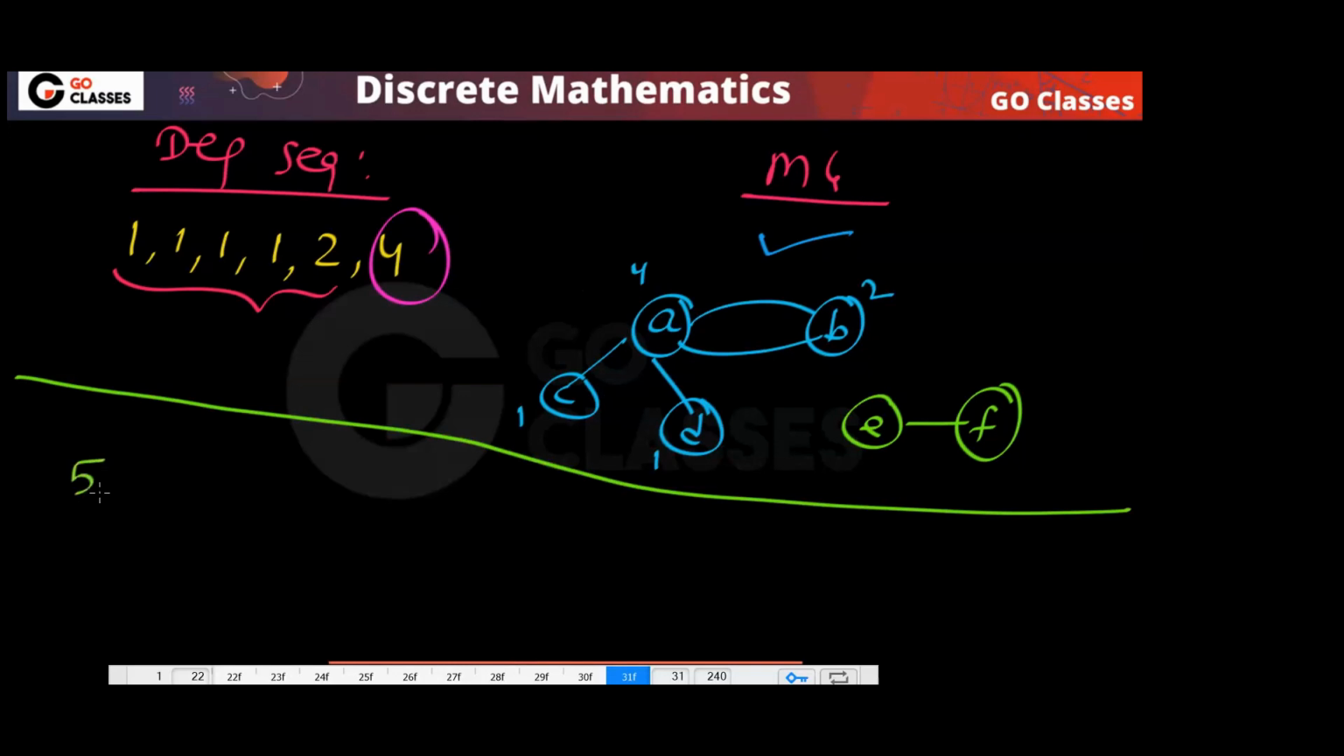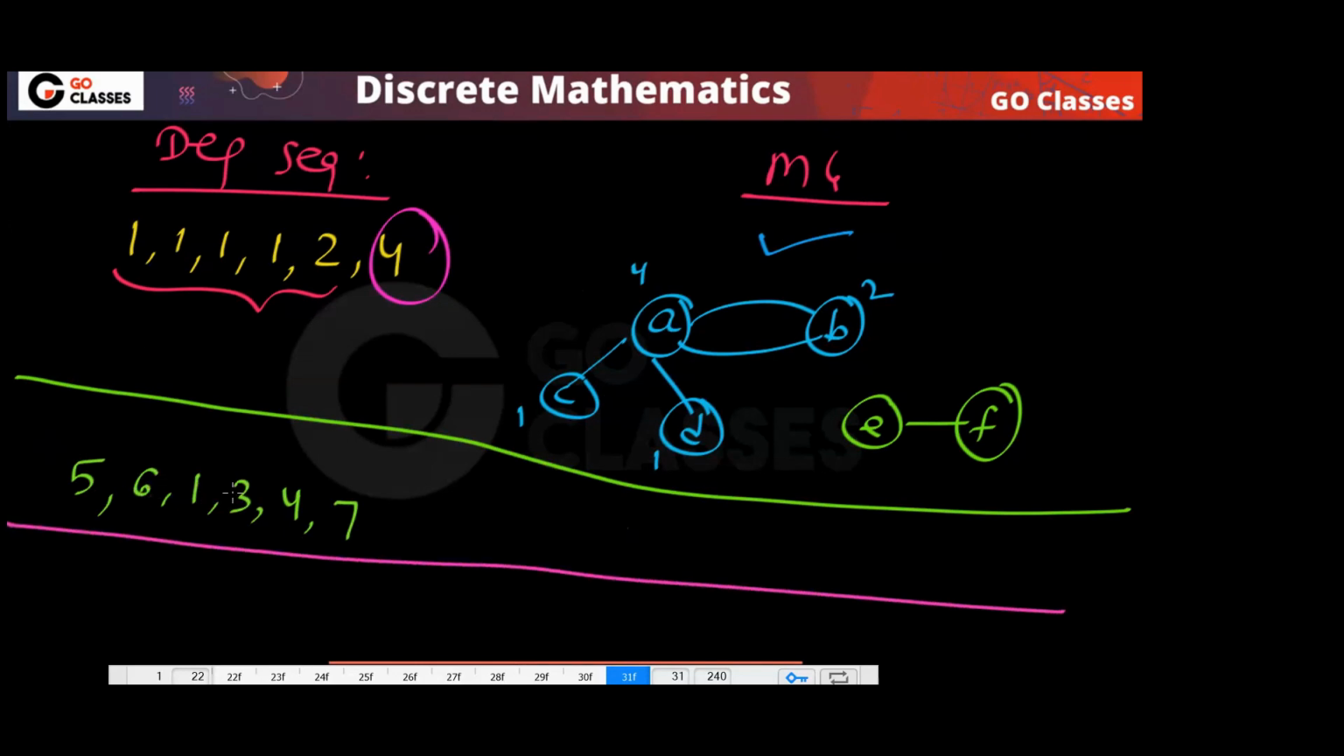Okay, let's see this degree sequence: 5, 6, 1, 3, 4, 7. Now tell me, for this degree sequence, can I say a multigraph will exist? Let's see. The number of odd degree vertices: 5, 1, 3, 7. Here, no, because the number of odd degree vertices is odd. So there is no multigraph. So this is the simple idea.